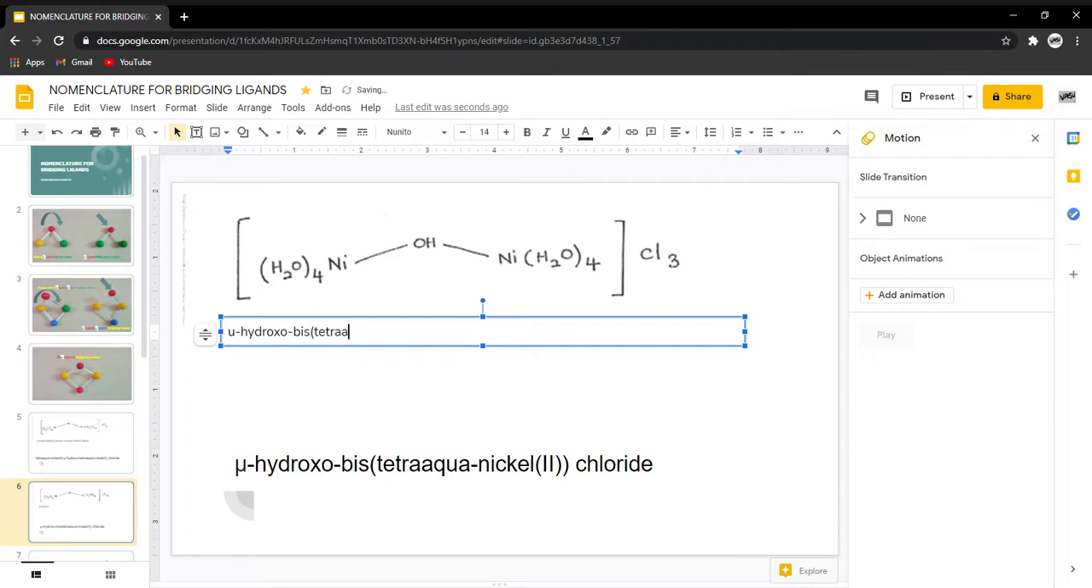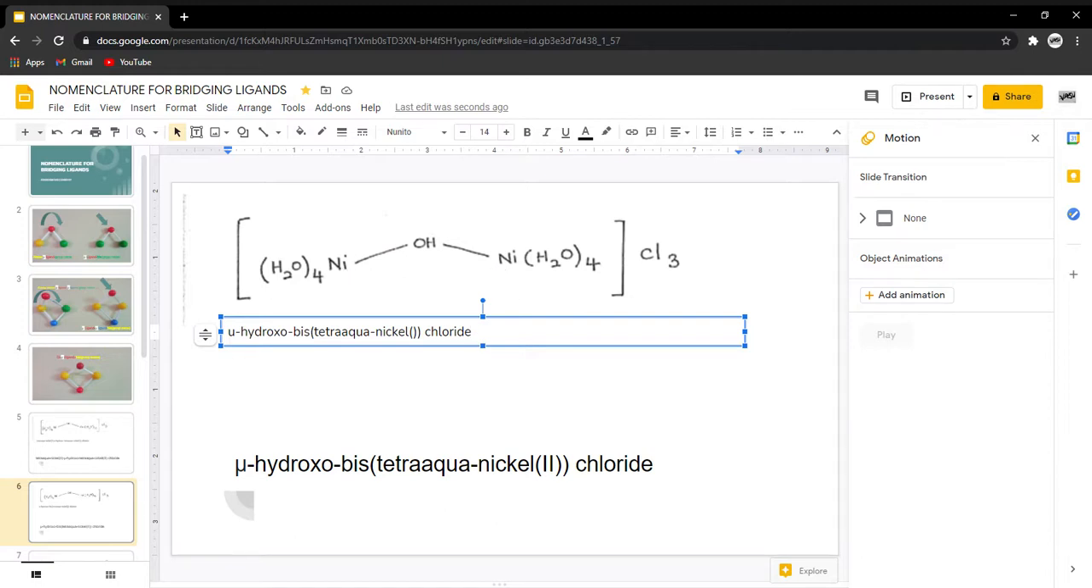Bis, tetraaqua, right? Tetraaqua nickel, open the bracket for writing the oxidation number. Give some space. That space indicates that my chloride ion is outside the coordination sphere or coordination entity. Now coming to the oxidation number, how to find it? These are neutral. Don't focus on this water molecule. What is the oxidation state of hydroxo? -1. How many unknowns? Two unknowns.